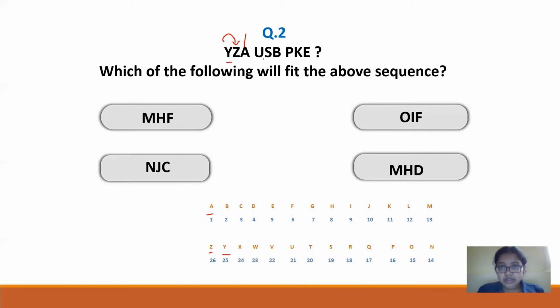In a similar way, let's do this for USB. So U over here, right? Then S and then B. Then what should be the condition? Whenever we subtract S from U, we should get B. That is, let's do that. 21 minus 19. That is what we should get, 2. Over here we have B, right? So this should be the pattern followed.